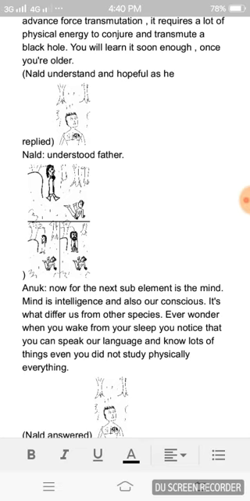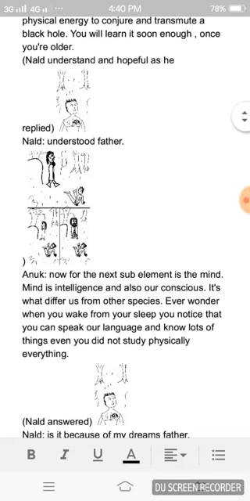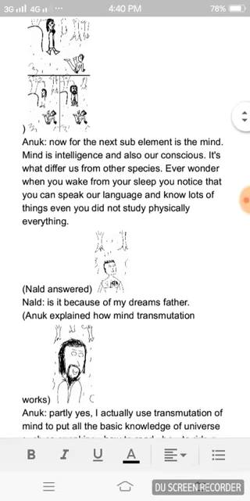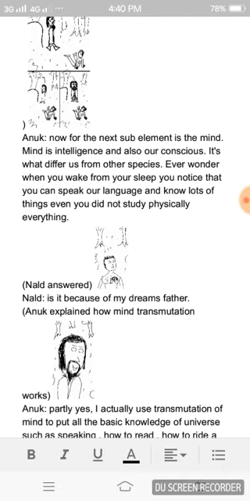Now the next sub-element is the mind. Mind is intelligence and also our conscious. It's what differs us from other species. Ever wonder when you wake up from your sleep, you notice that you can speak our language and know lots of things even if you did not study physically everything? Nald answered, "Is it because of my dreams, father?"